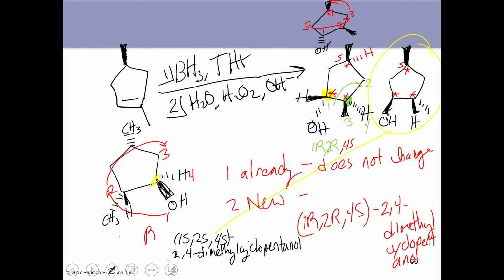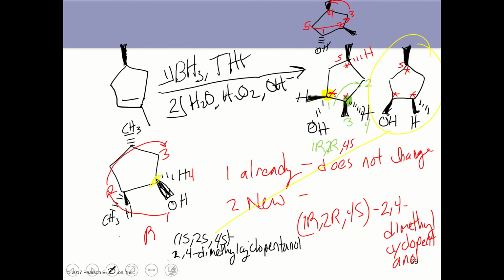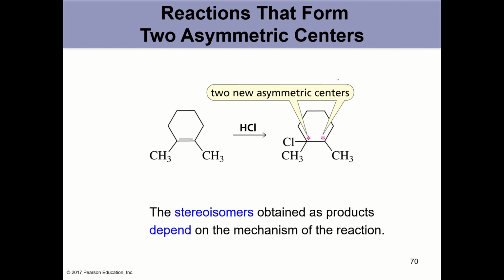All right, so just be aware of the relationships between the product and its isomer and the asymmetric centers generated. Whew, we have some more examples.